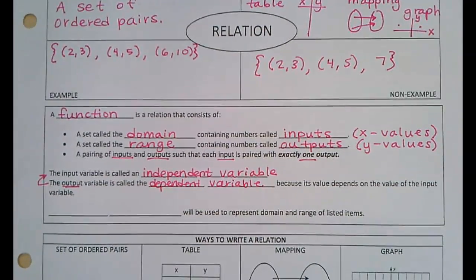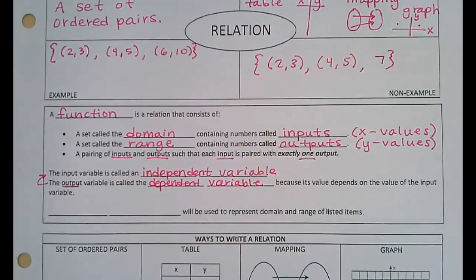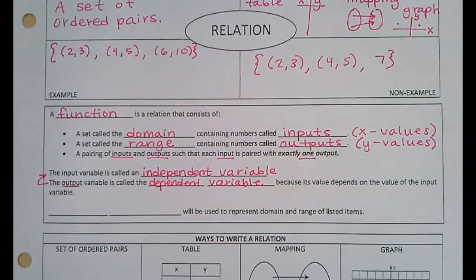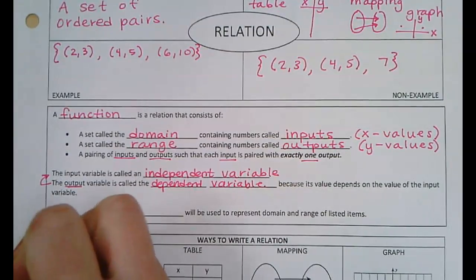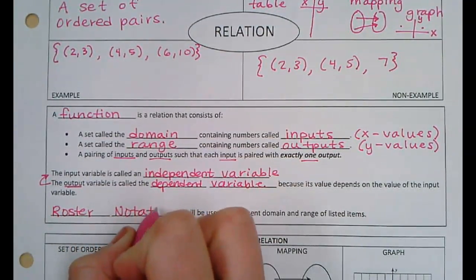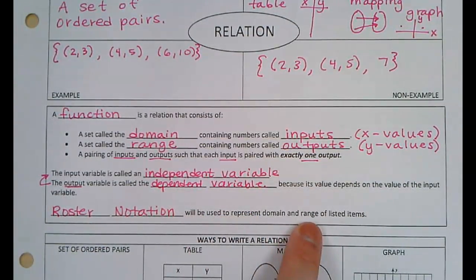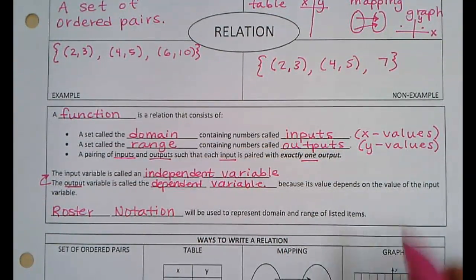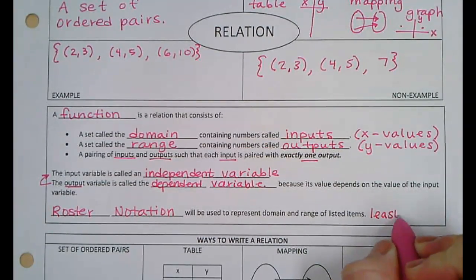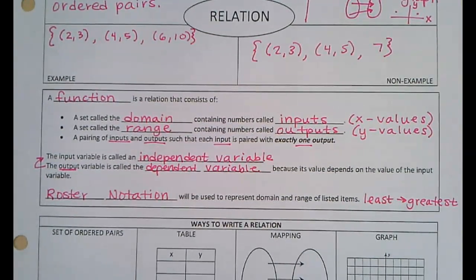And the last thing we're going to do definition-wise is a roster notation. We've already done a couple different notations. We just came off the chapter with interval. So this new one is called roster notation. This will be used to represent our domain and range of listed items. And we always list those items from least to greatest.